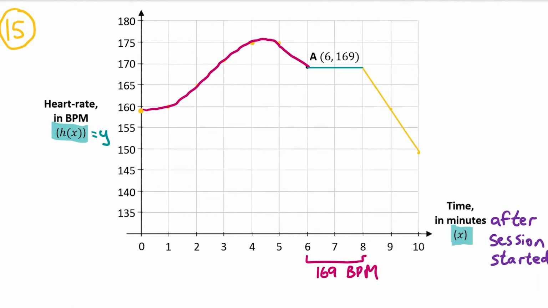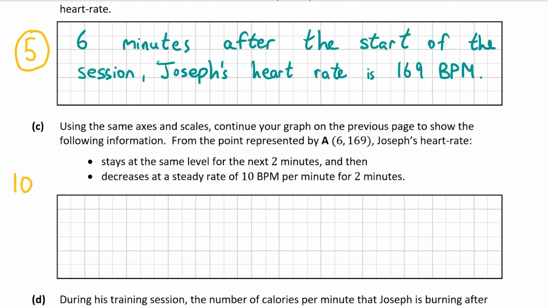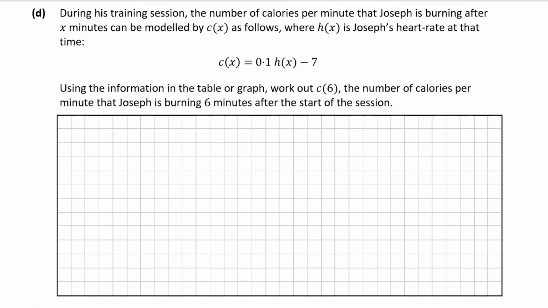So that's our final answer for part C, and part C of the question was worth 10 marks. Now let's have a look at part D, and part D tells us the number of calories per minute that Joseph burns after X minutes, and it gives us this function to work it out. H of X is Joseph's heart rate at the time, and that's the same function as from part A of the question up at the top.